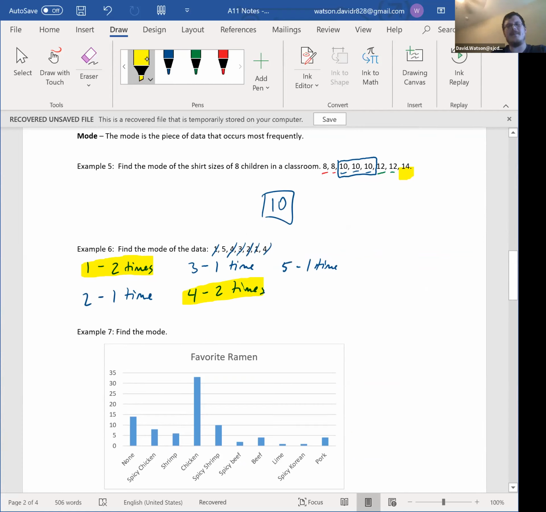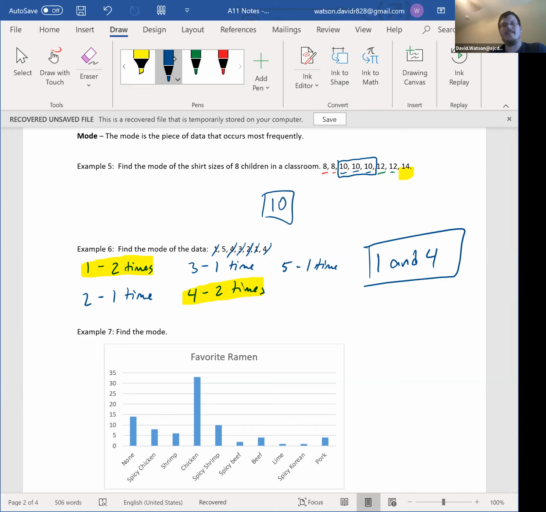So 4 showed up twice. So in this case, you actually have 2 numbers that are your mode: 1 and 4. All right, so if there's a tie, both of those numbers, or all 3 of those numbers, or all 4 of those numbers, all tie for the mode.